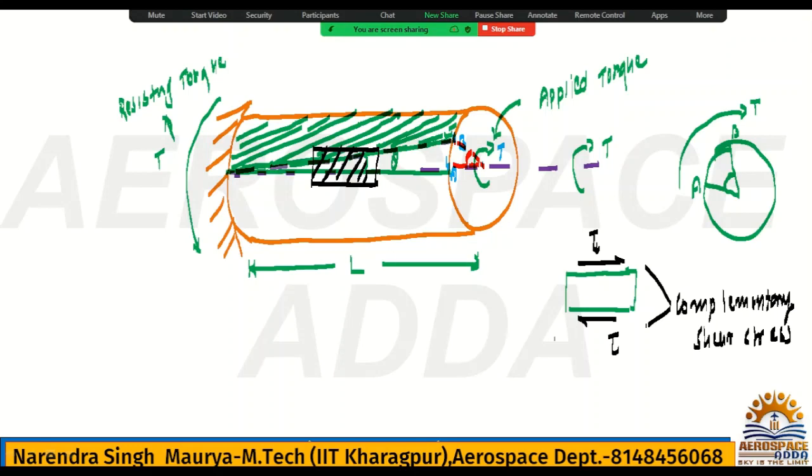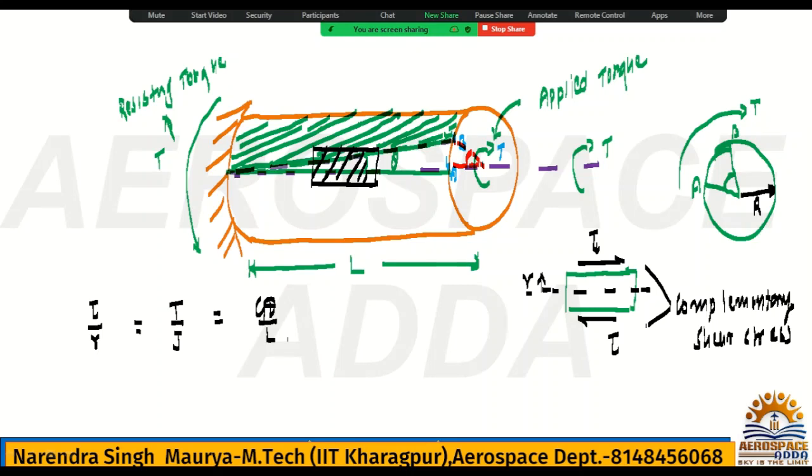All right. Now for this, suppose this is the axis here. From the axis, this distance is nothing but a small r. If you go for the complete circle, this will be the capital R. So from the center, this distance is small r. Now if you go for the formula, tau by r is equal to T by J is equal to G theta by L. This is the formula we have.